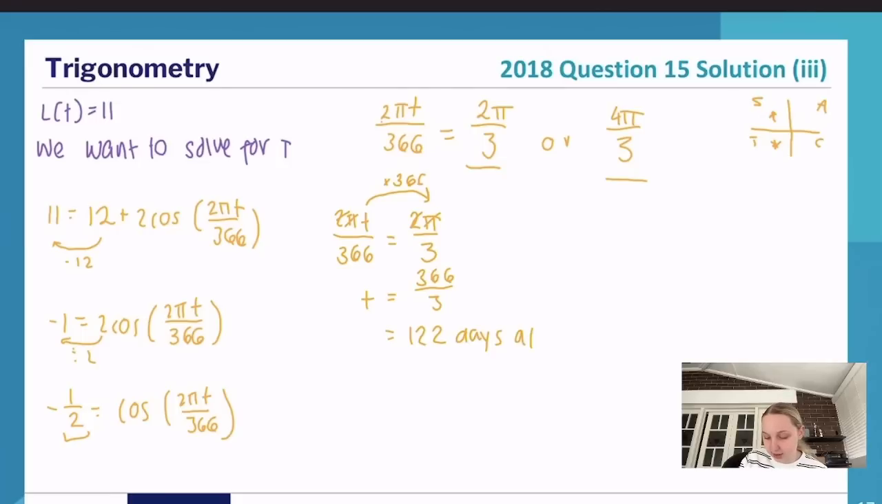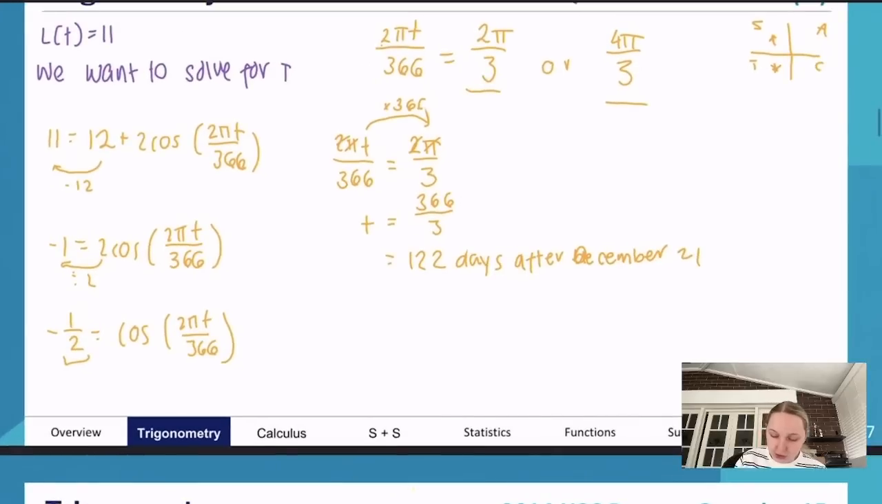Remember, this is when we're thinking about what our solution is going to look like: 122 days after December 21. And then we're going to do the same thing with our second solution. We're going to get 4 pi on 3. With this one, we can cross our pi's out on both sides. Then t is equal to 2 times 366 on 3.